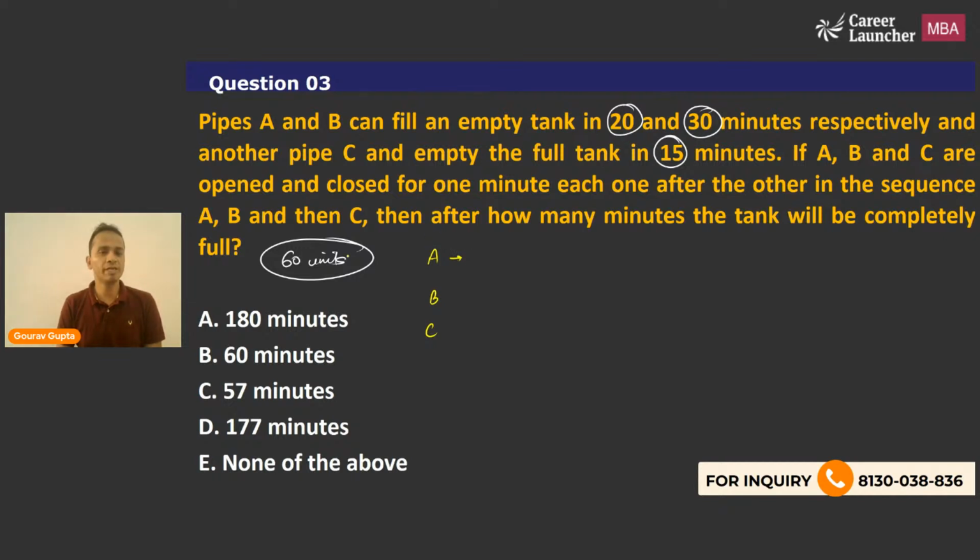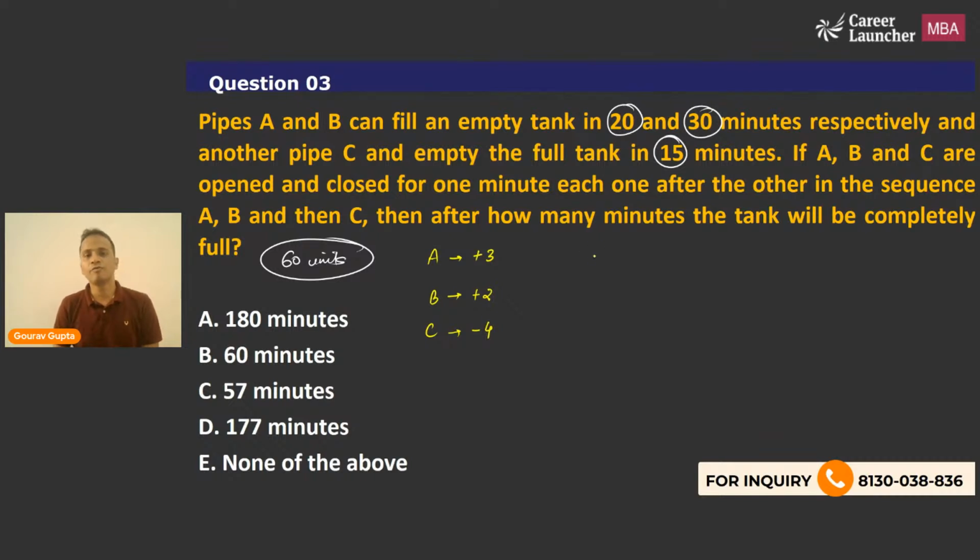Now for A, B, and C, what is their 1 minute work? So A in 1 minute can fill 60 divided by 20, that is 3 units. I'm writing plus because it's an inlet pipe. Similarly, B, 60 divided by 30, that is 2 units. And C, 60 divided by 15, 4 units. But since it's an outlet pipe, I'll put a negative sign in front of this.